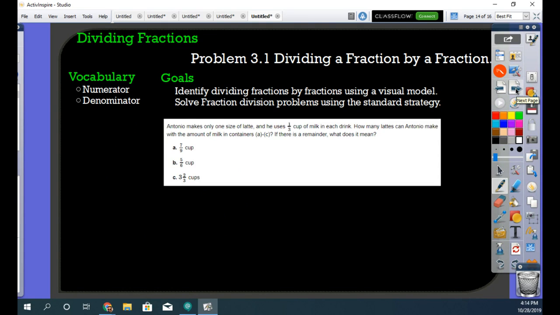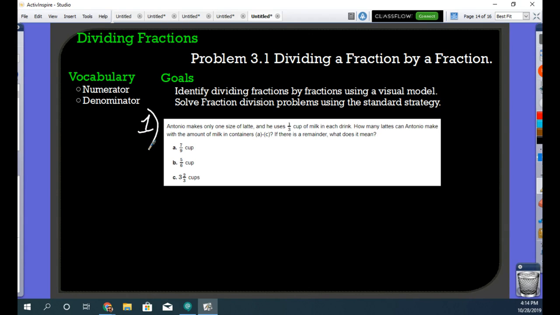We've gone over several examples of this in class. Your homework is number 1. Antonio likes to make lattes. He uses 1/3 of a cup of milk in each latte that he makes. So we're trying to figure out how many lattes Antonio can make with the amount of milk given in these 3 different parts, A through C. If there's a remainder, what does that mean?